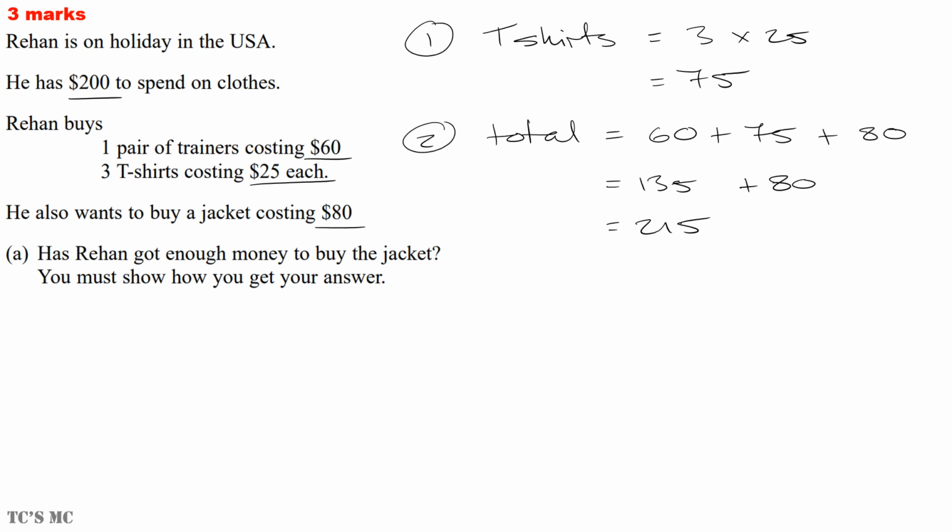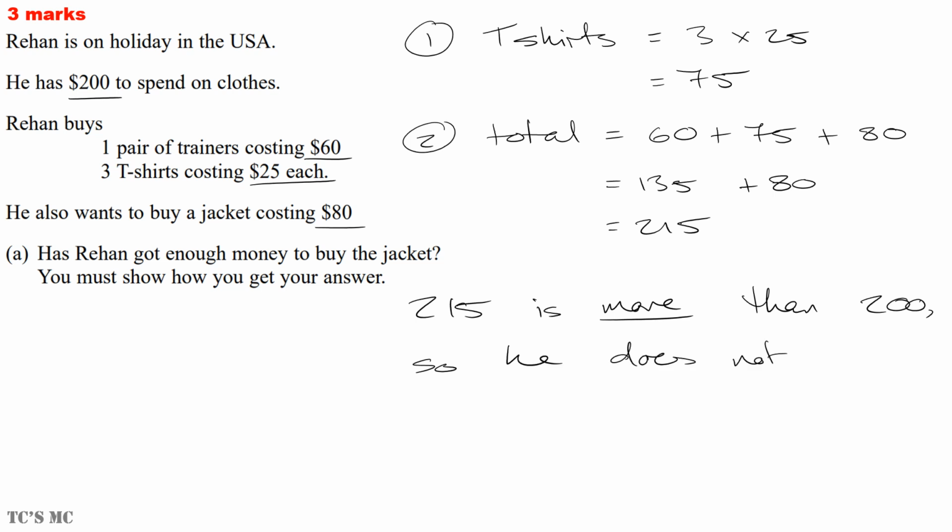For the final mark, I need to explain whether or not Rahan has enough money. So I will say 215 is more than 200. So he does not have enough money. And that is our 3rd mark.